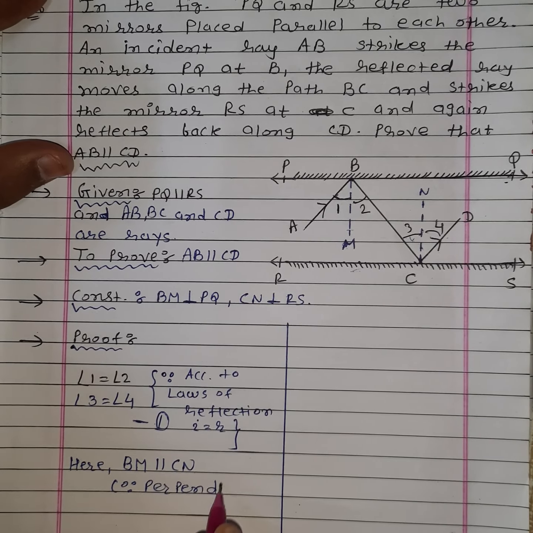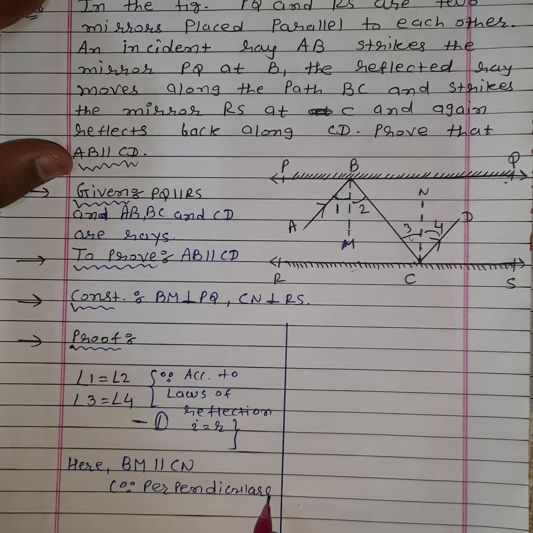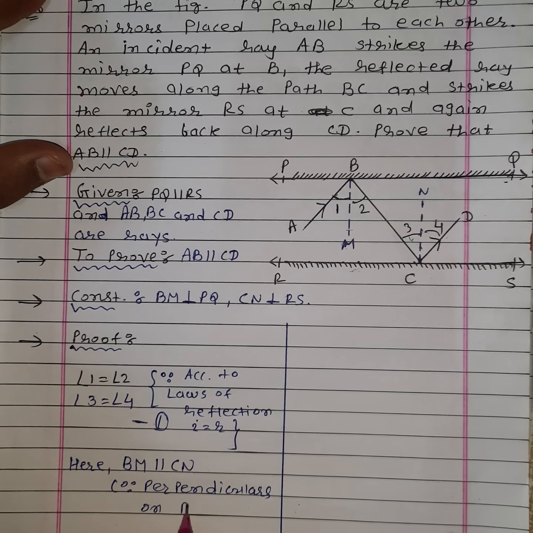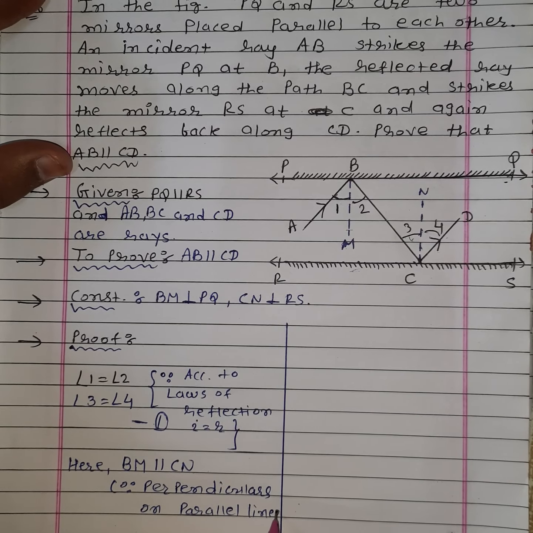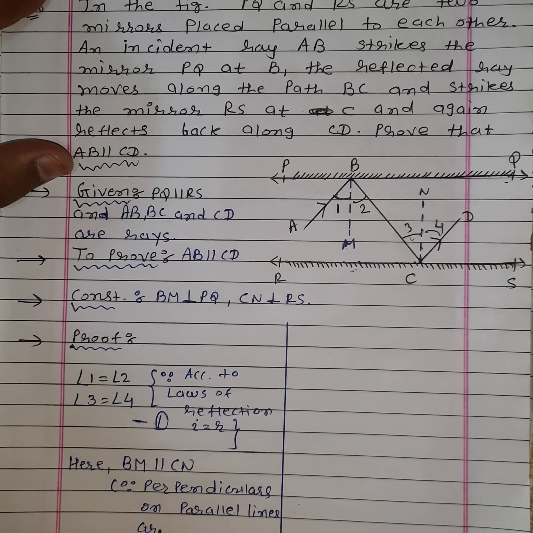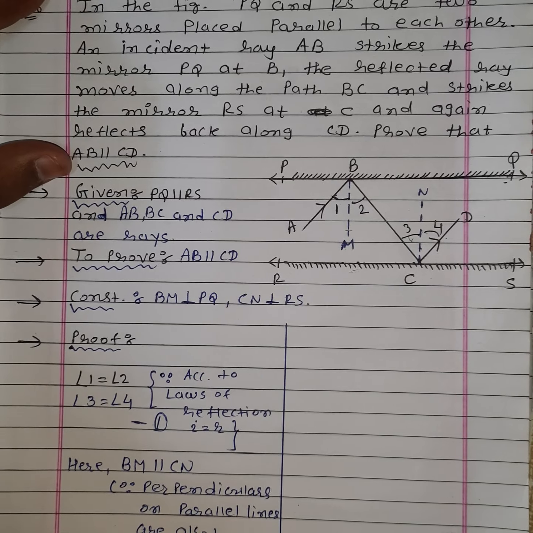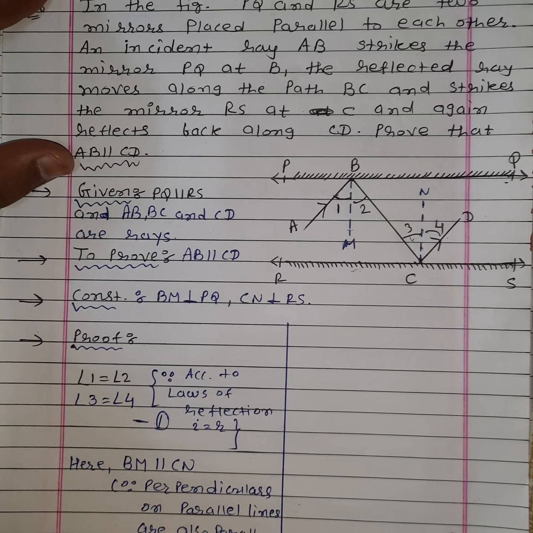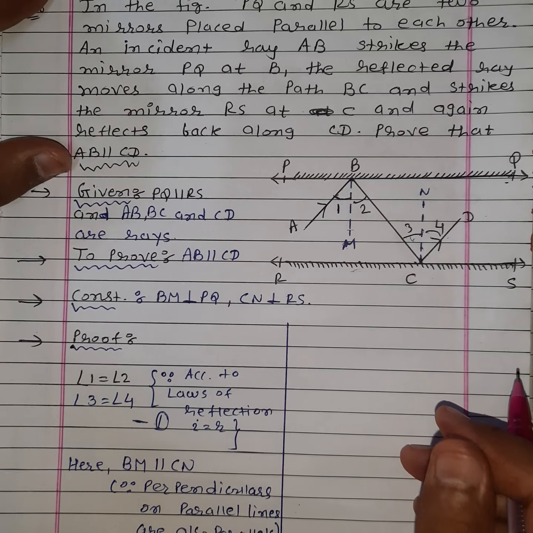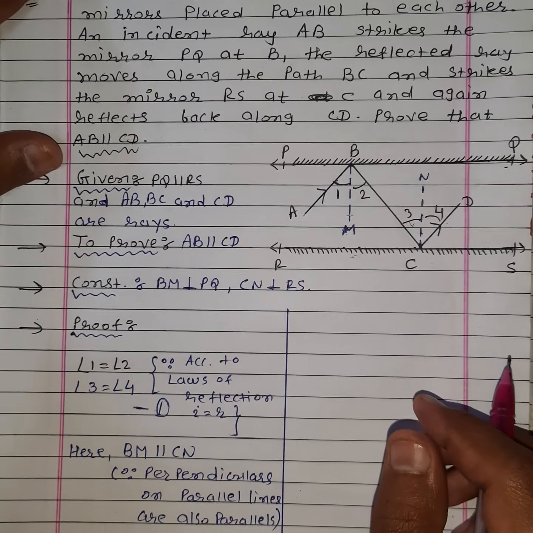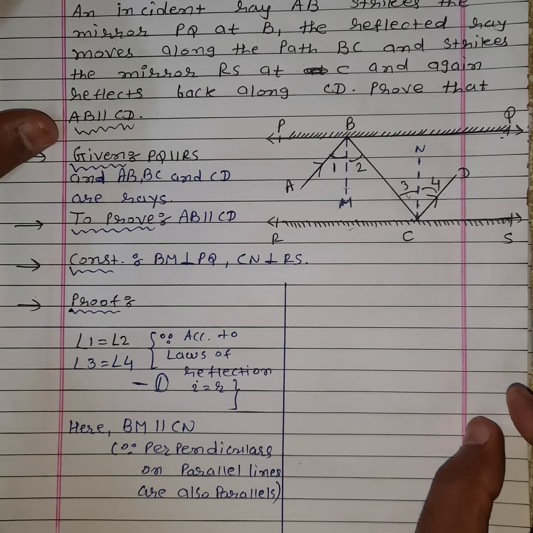So we can say that perpendiculars on parallel lines are also parallel. अगर दो लाइंस पैरेलल है और उस पर हम कितने भी परपेंडिकुलर्स ड्रॉ करें, वो दोनों भी एक दूसरे के पैरेलल होंगे. होप यू आर क्लियर विद दिस.